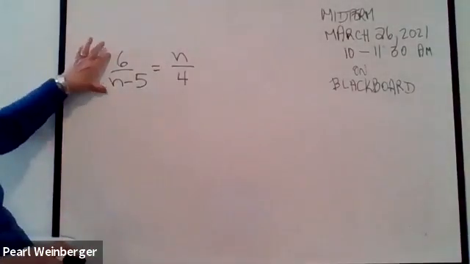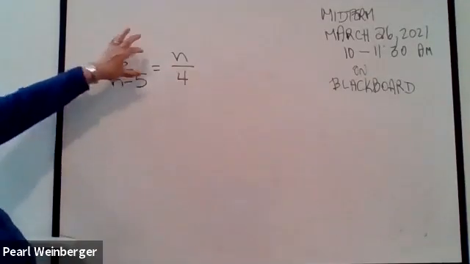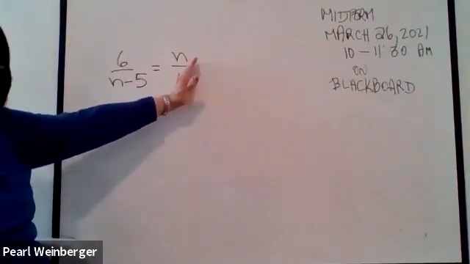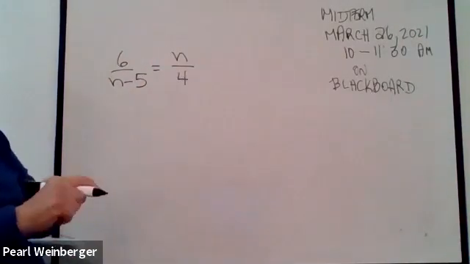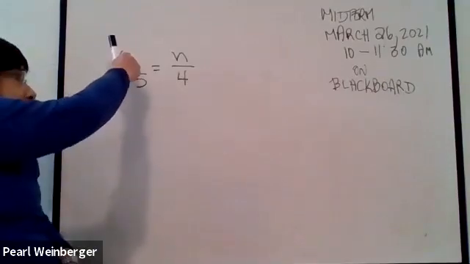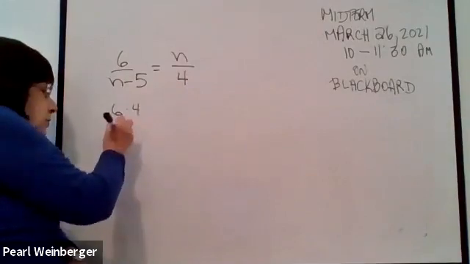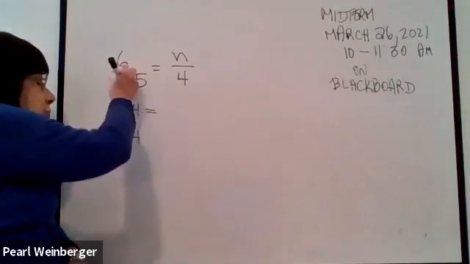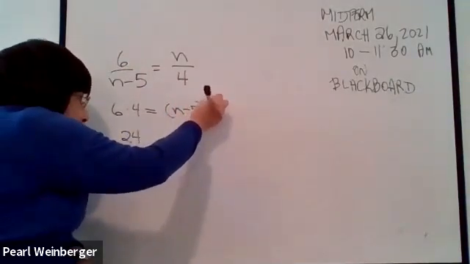Again, I have one fraction, 6 over n minus 5, equal to n over 4. One fraction on one side, one fraction on the other side. So I can do this cross multiplication. So I can do the 6 times the 4, which of course is going to give me 24. And that's going to be equal to the n minus 5 times n.